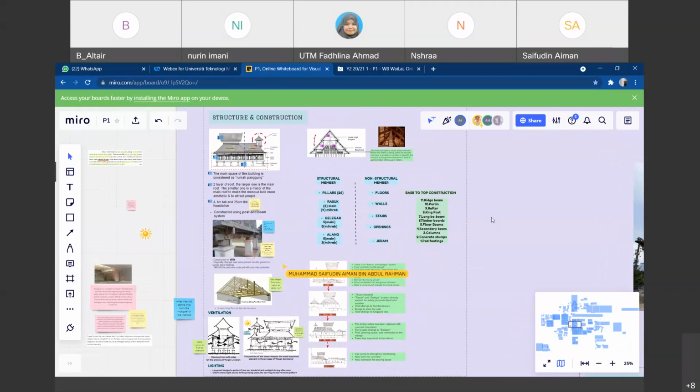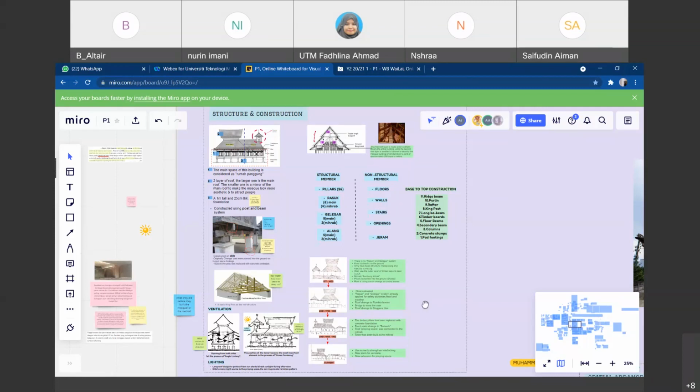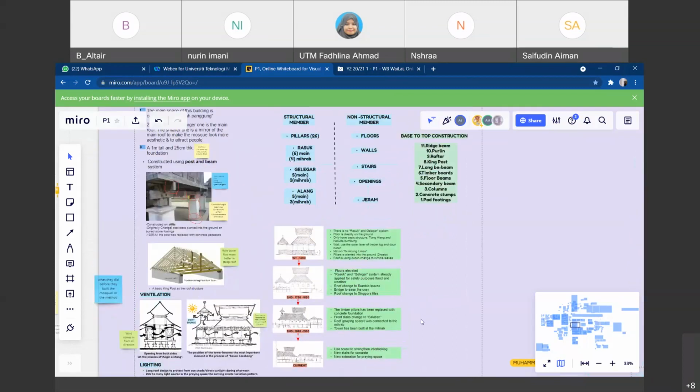I think if nobody is doing the climatic consideration, you can just add one topic for Pudding, which is structure and construction, and another one on the climatic consideration. So he can talk about the ventilation and lighting and so on. Not only ventilation and lighting lah. Perhaps you can talk about what else on the climatic consideration. Perhaps you can talk about some of the materials and so on.